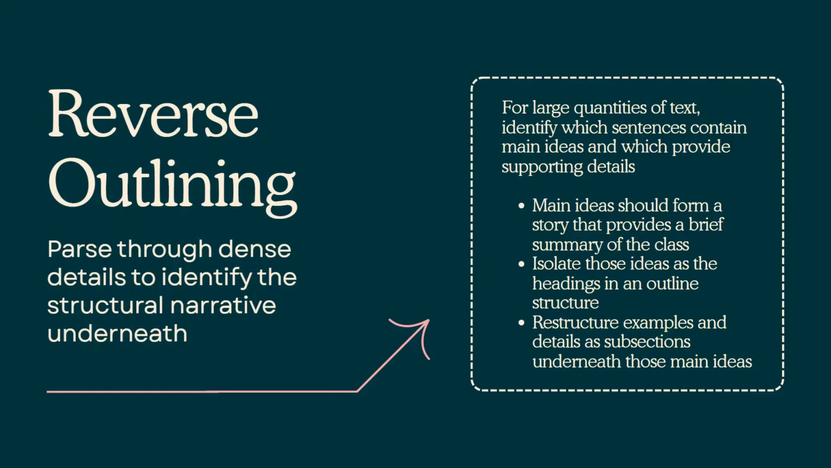With this in mind, if you're looking over three pages of notes you took and they don't make sense, begin, for large quantities of text, by identifying which sentences contain main ideas versus which ones provide supporting details. So just like in the bullets in my slide, the main ideas will form a story that provides a brief summary of the class. And those main ideas, you isolate as the headings in your outline structure. And then you can restructure examples and details as subsections underneath those main ideas.